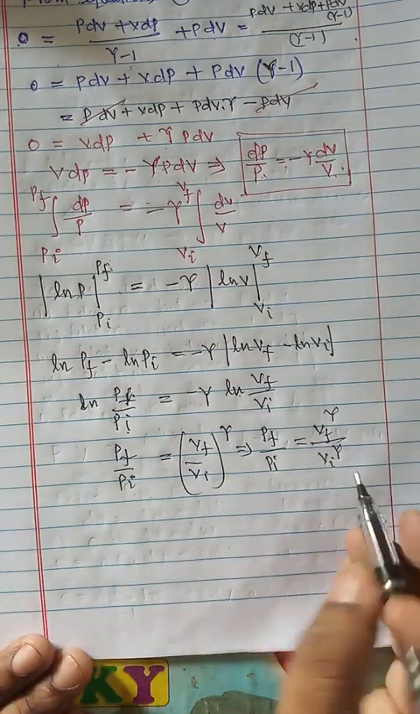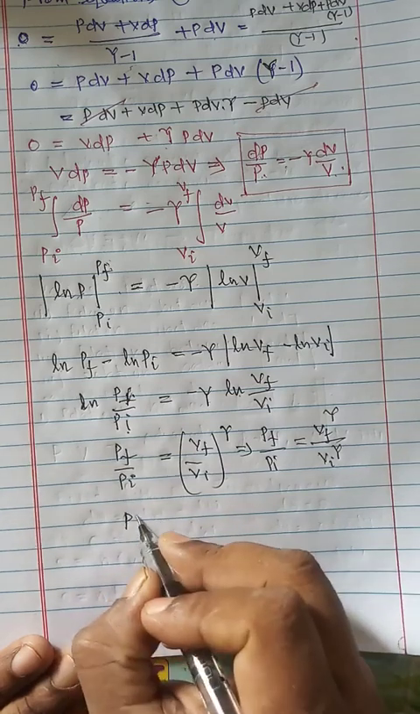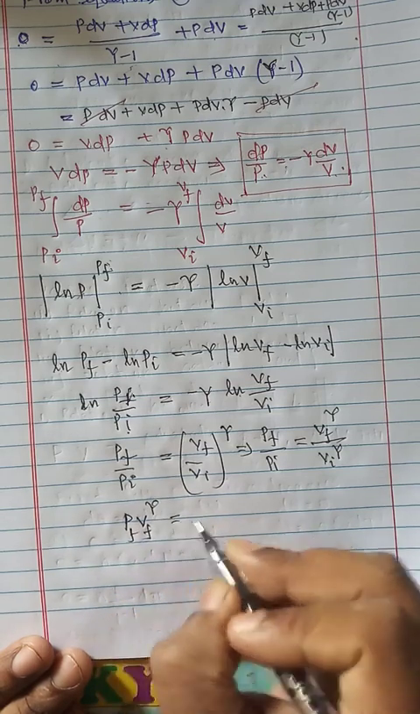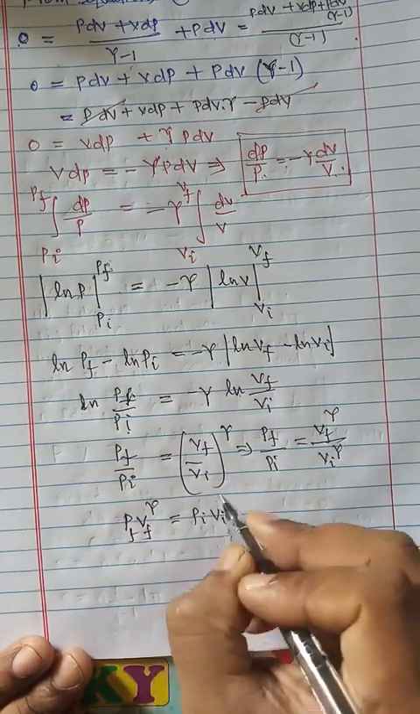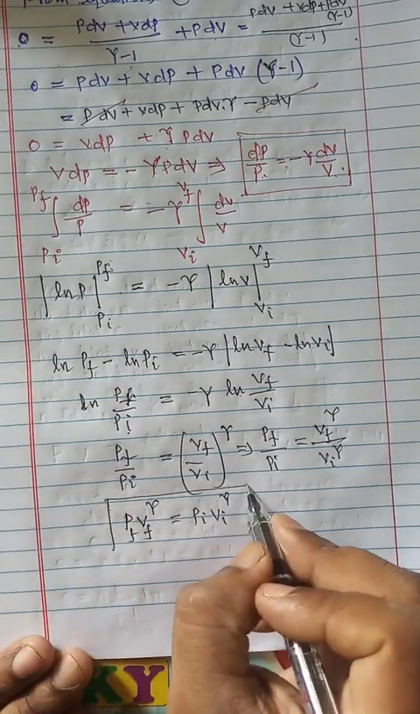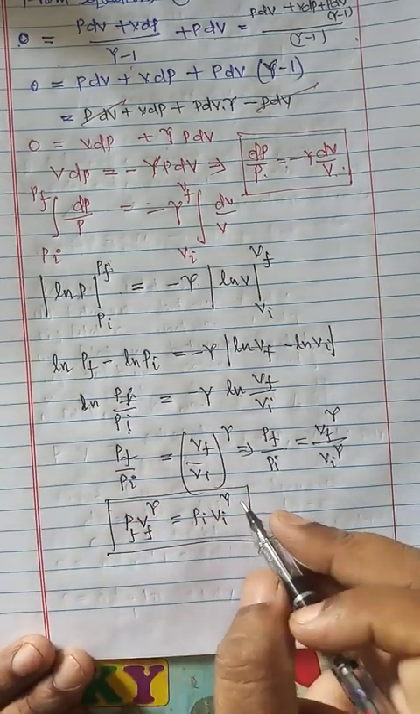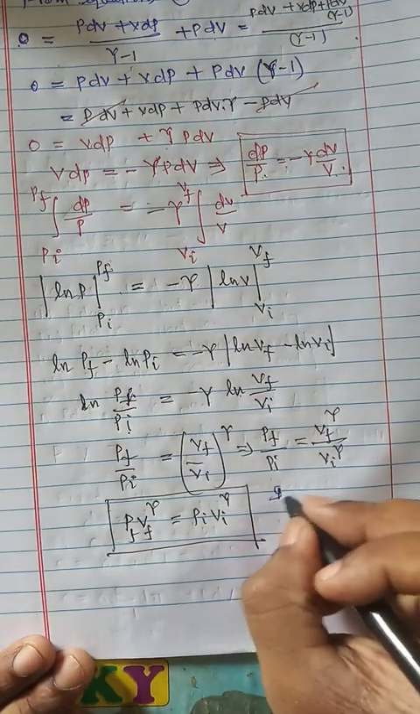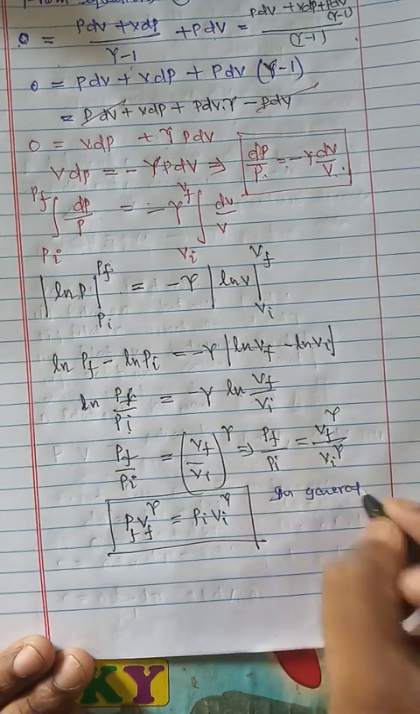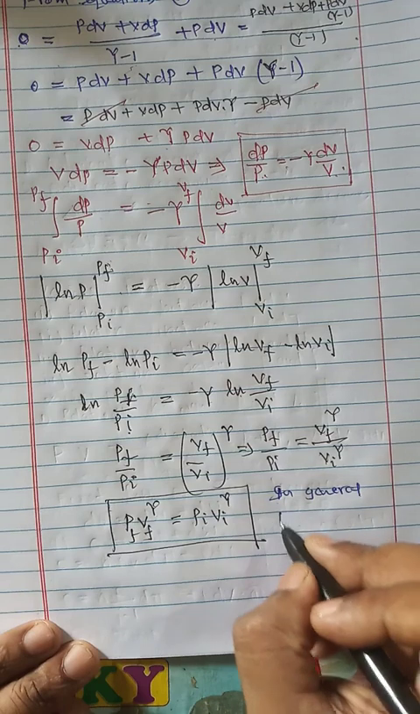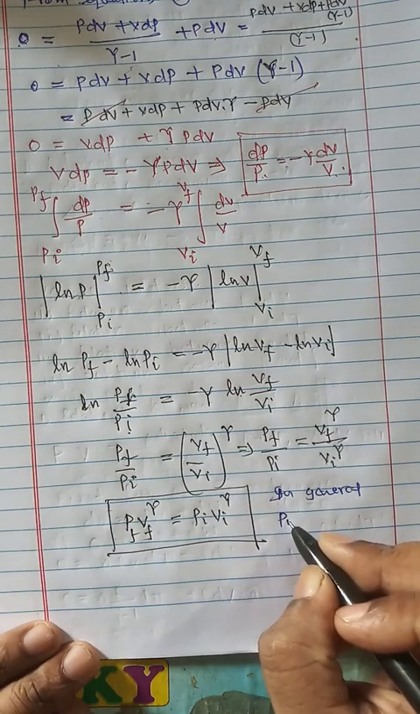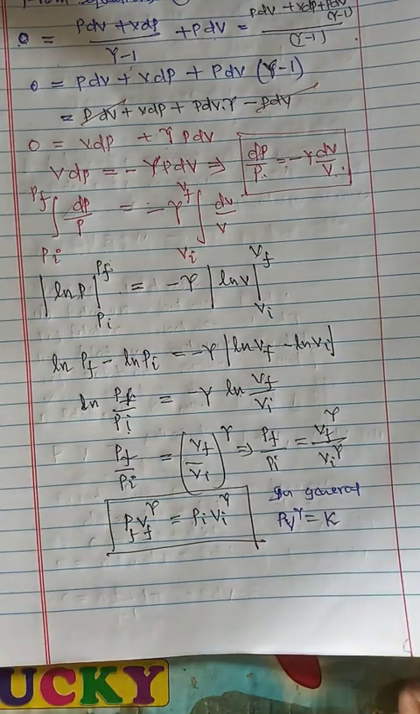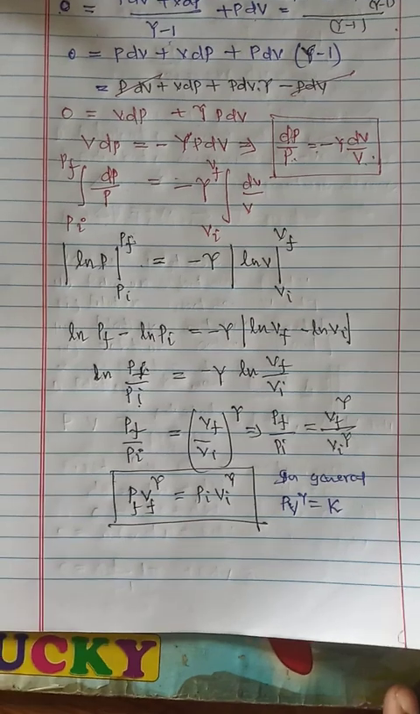So if you relate here, children, now you can get Pf Vf to the power gamma is equal to Pi Vi to the power gamma. This is the adiabatic relation between P and V. In general you can write PV to the power gamma is equal to K, a constant.